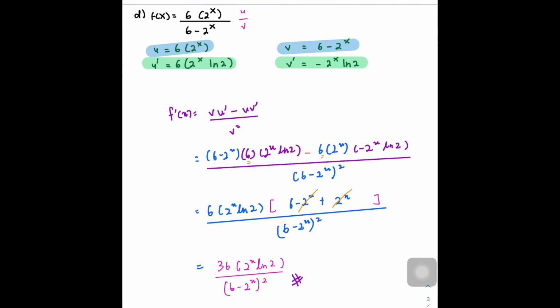So let me recap. This question here is in terms of a fraction. So whenever you want to differentiate it, make sure you use the quotient rule. Just lay out your u and v, find u prime and v prime, and later on just fill in the formula for the quotient rule. And try to simplify your numerator. After you simplify, that is your final answer.